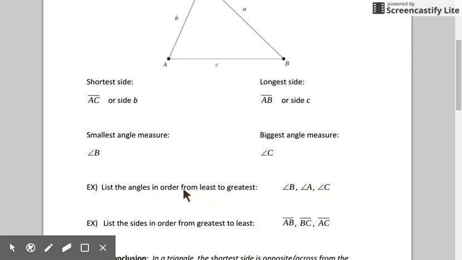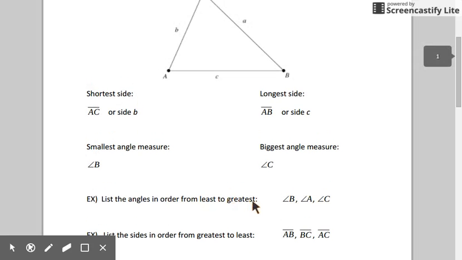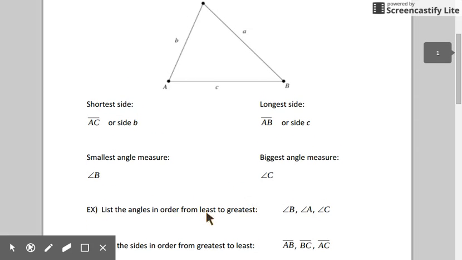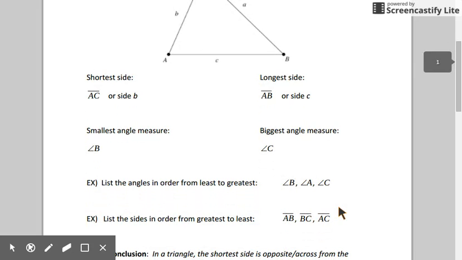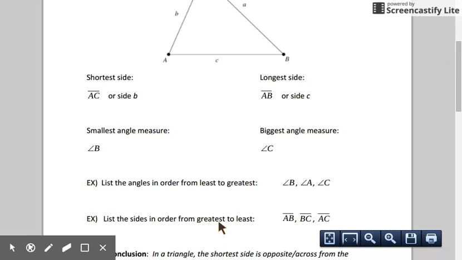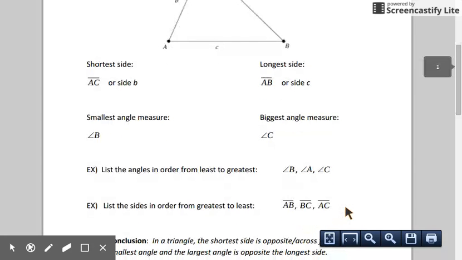So let's list the angles in this triangle from least to greatest. So from smallest to biggest. Angle B was the smallest, angle C was the biggest, and angle A was in the middle. We could order the sides. This time we're going to order them from biggest to smallest. So the biggest side was segment AB, the smallest side was segment AC, and segment BC was somewhere in the middle.